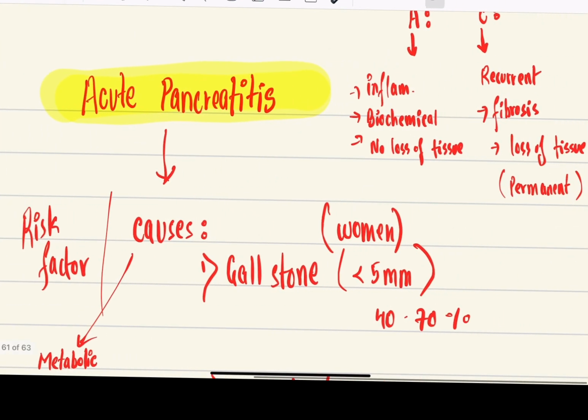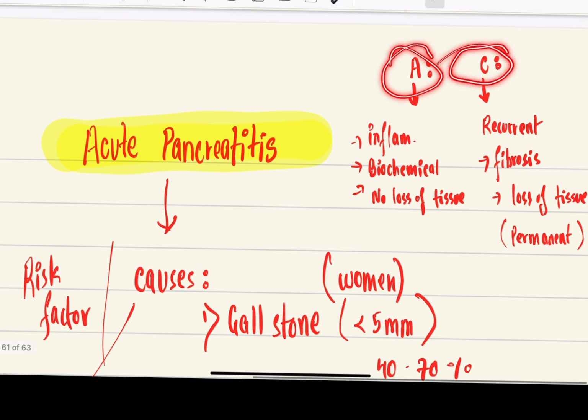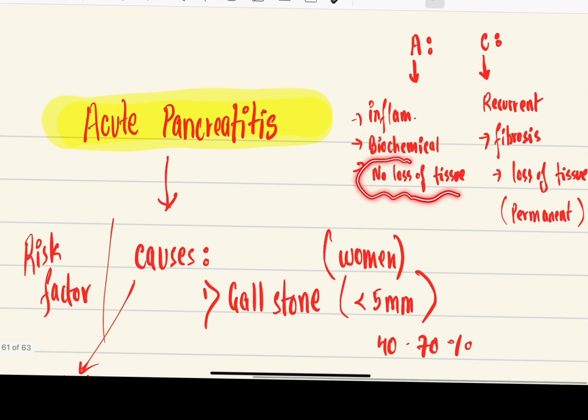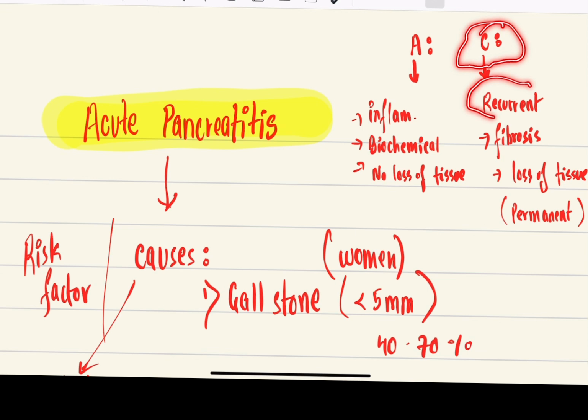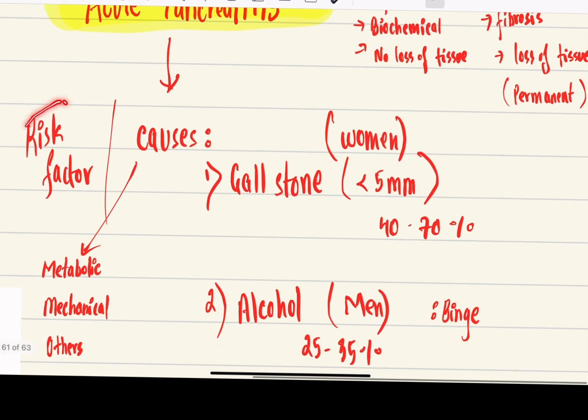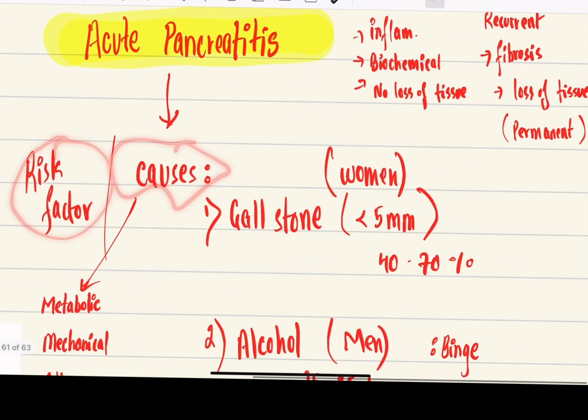Before that, let's compare acute and chronic. In acute pancreatitis, there is inflammation and biochemical derangement, but no permanent loss of tissue. But in chronic pancreatitis, there is recurrent pancreatitis resulting in fibrosis and permanent loss of tissue. Chronic pancreatitis is irreversible. Let's see the risk factors or causes of acute pancreatitis.